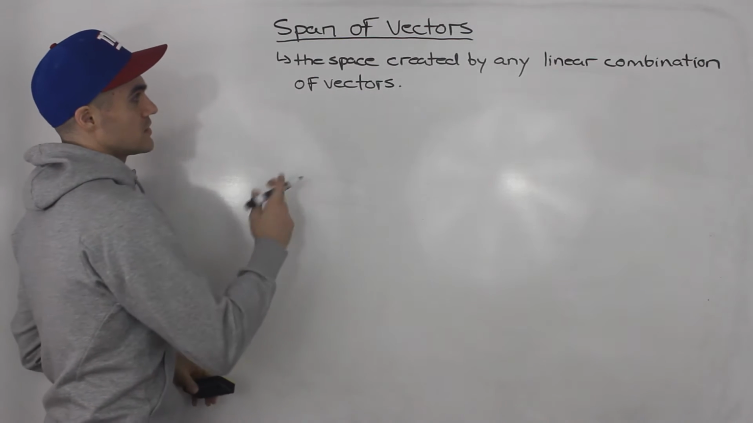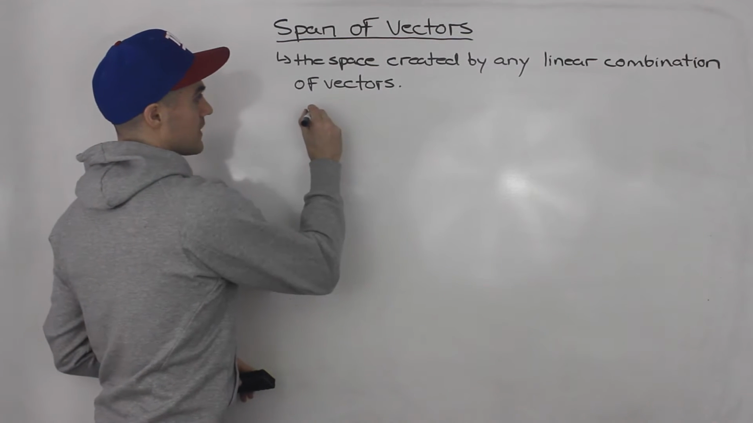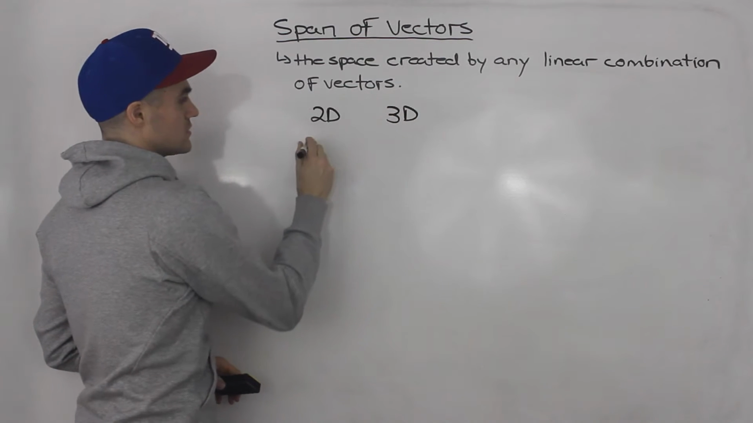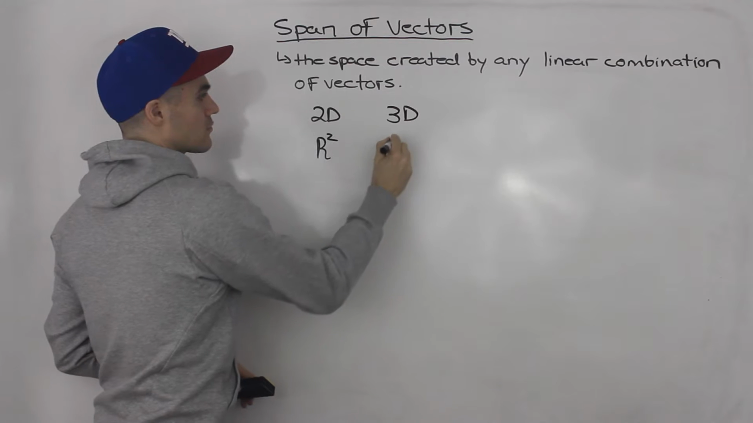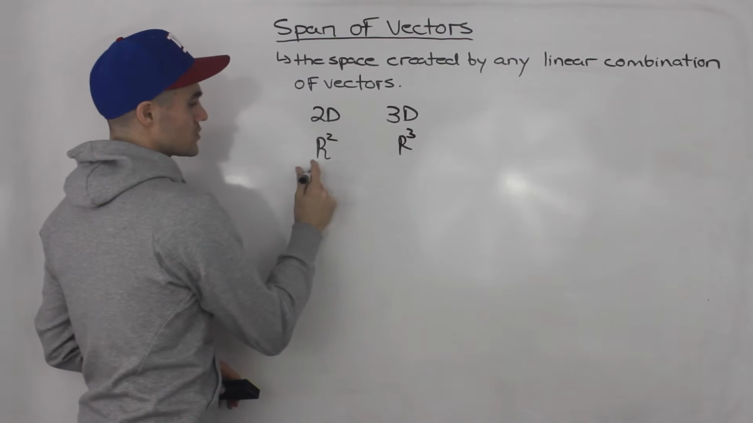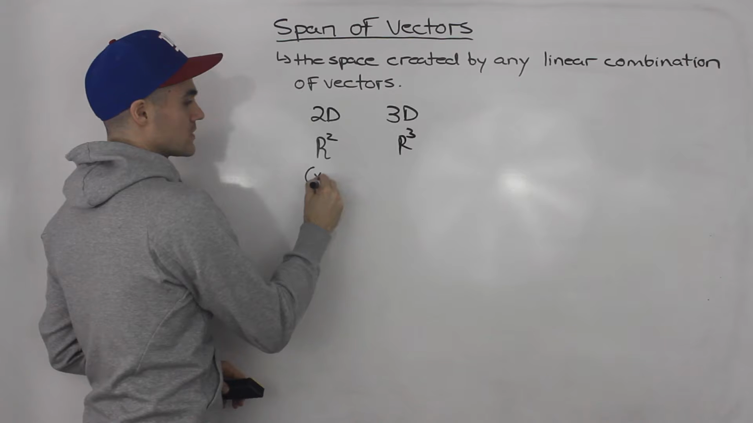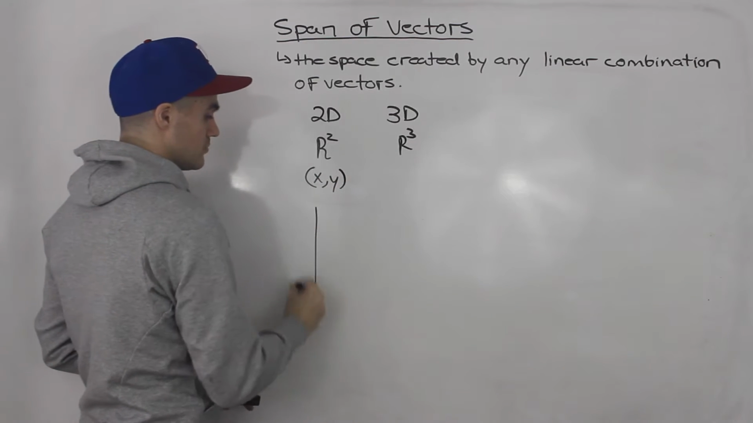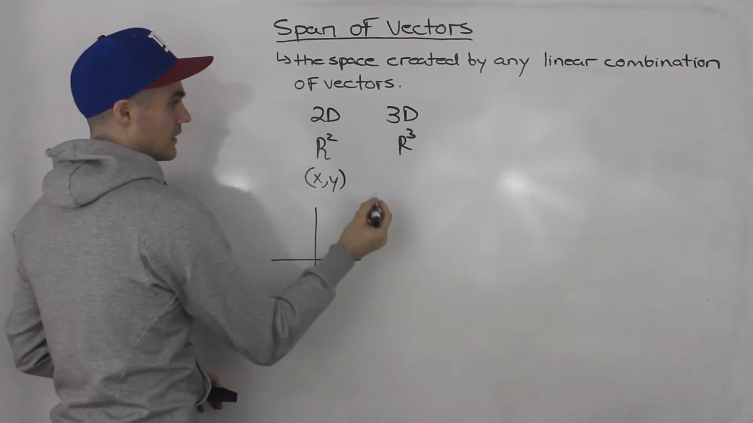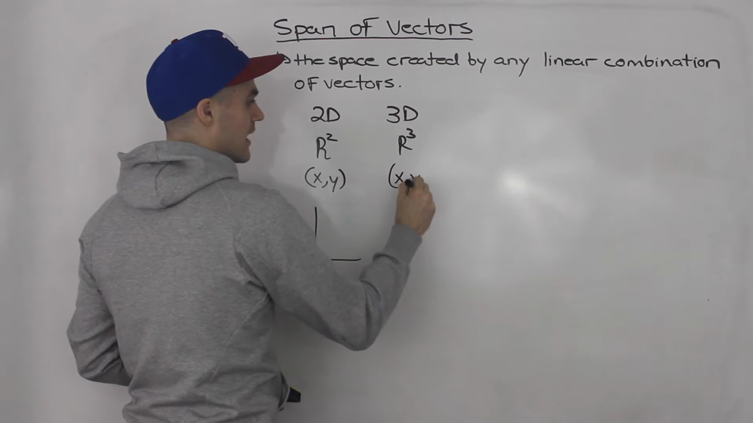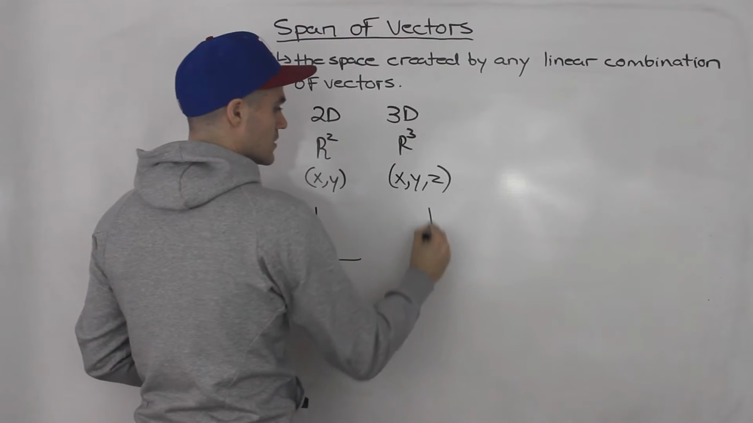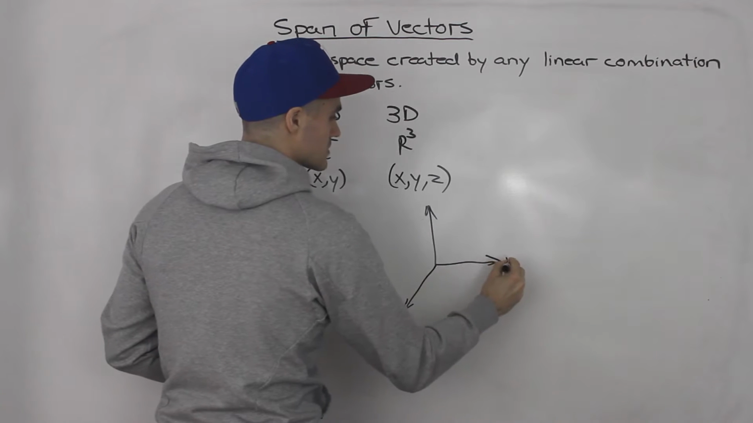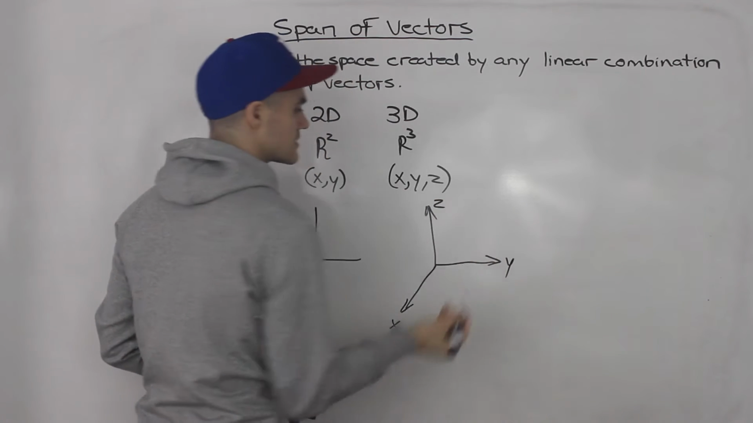What we're going to do is go over cases in both 2D and 3D. In 2D, that means in R squared, and 3D is R cubed. In R squared, we know all of the coordinates are going to be X and Y, so we're just dealing with a normal Cartesian 2D plane like this. In R cubed, the coordinates will be X, Y, and Z, so it will be in 3D like this. This is the Y, this is the X, this is the Z.